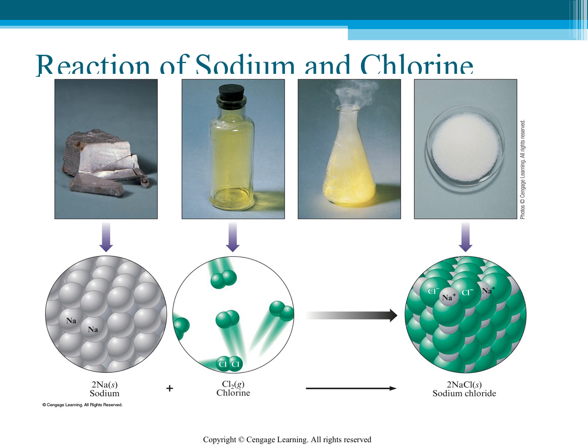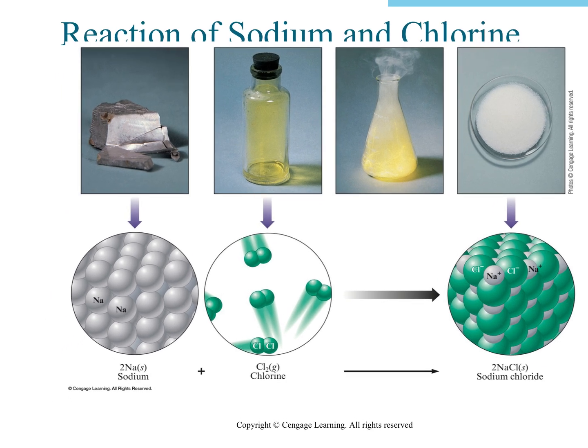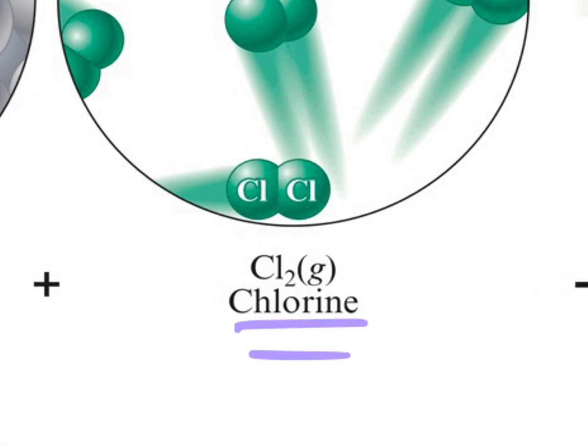This is an example of the formation of sodium chloride. So we start with 2 sodium atoms and a chlorine molecule. Chlorine is, do you remember what the word is? It has to exist as a pair. Okay, so chlorine is one of those elements that has to exist in a pair.